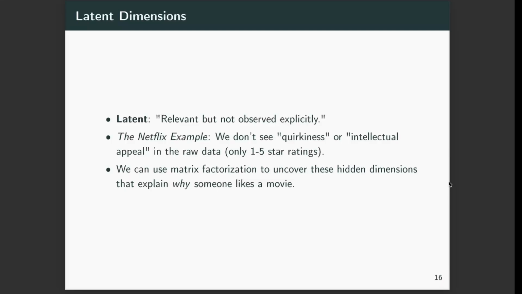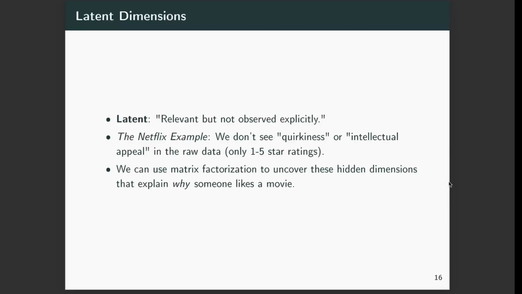The Netflix Prize example on this slide is the perfect illustration. When Netflix has a database of user ratings, each user gives each movie a score from 1 to 5 stars. What the data explicitly shows us is just numbers. A 3 here, a 4 there, a 1 somewhere else.